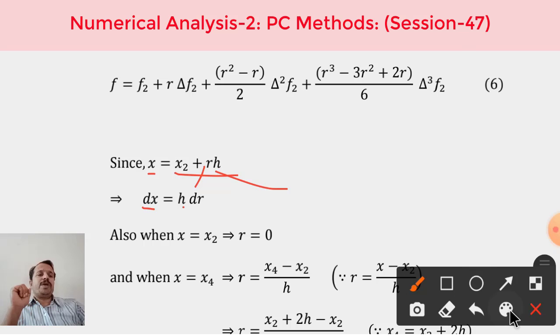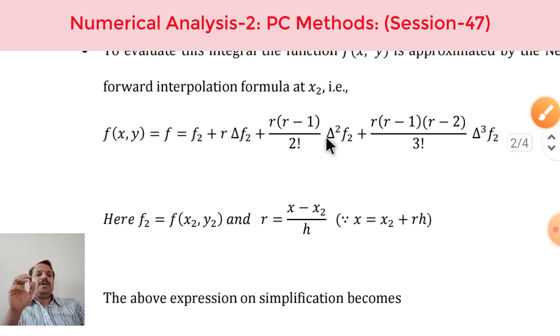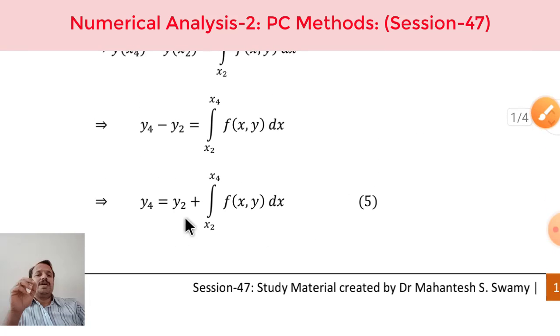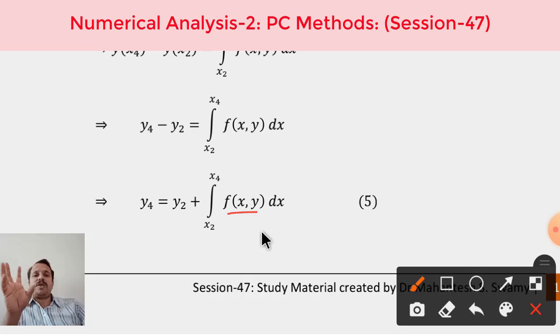Now the limits: look at equation number 5. In that equation, the limits are for x. Everything is very systematic, and we are proceeding systematically. Here we are getting the interpolating polynomial to substitute, which has the variable r. dx is now replaced by h into dr. So the variable is r. Now the limits here are particularly for x: x equal to x2 is the lower limit, x equal to x4 is the upper limit. They have to be changed. We have to see what will be the lower limit for r and what will be the upper limit for r. That is our objective.